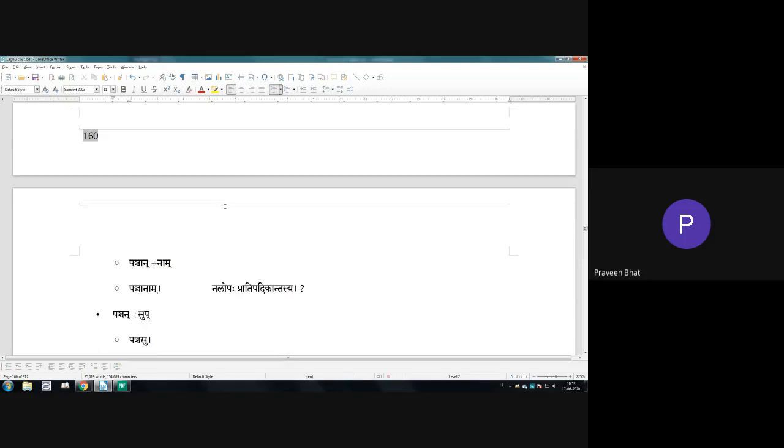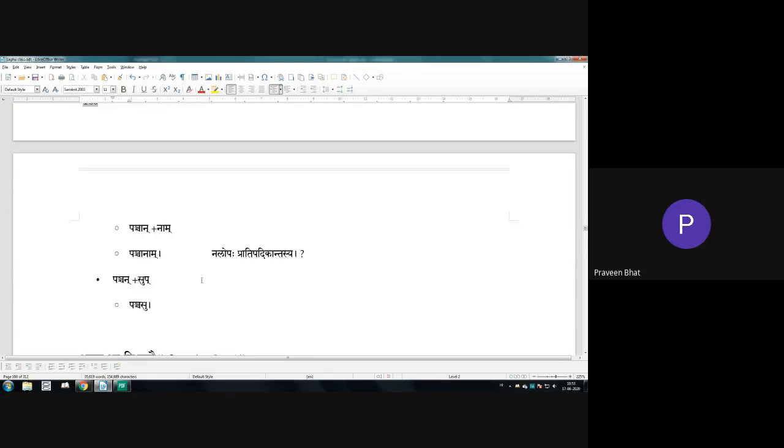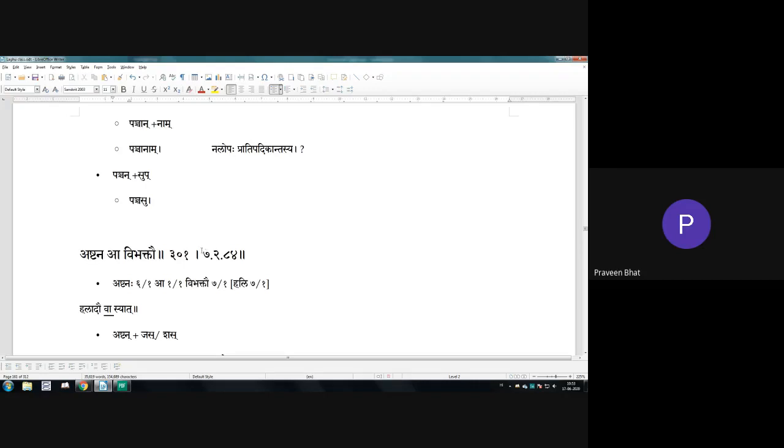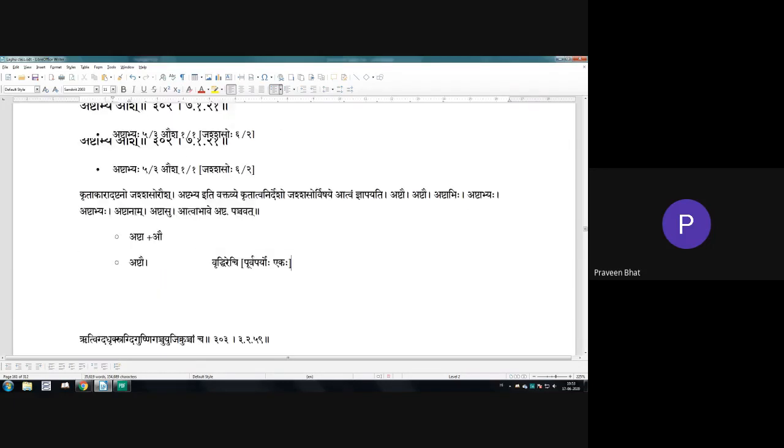Only common form between both of these is Ashtanam, because this Naam would have caused Dirgha, Nami, but Anga is already Dirgha in the Vibhasha. So whether you have Ashta or Ashtan, both will give you Ashtanam. So you get two forms here. So Ashtau, and then we'll say Ashtau, Ashtau, Ashtau.